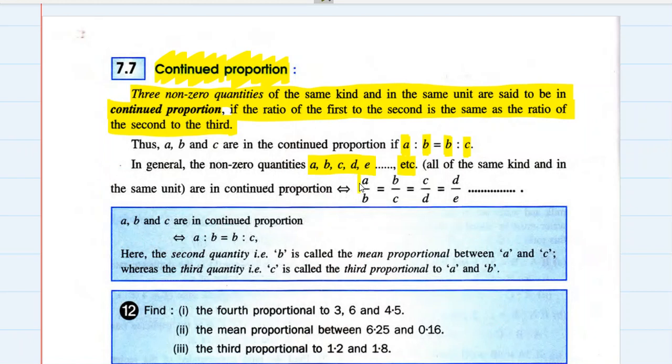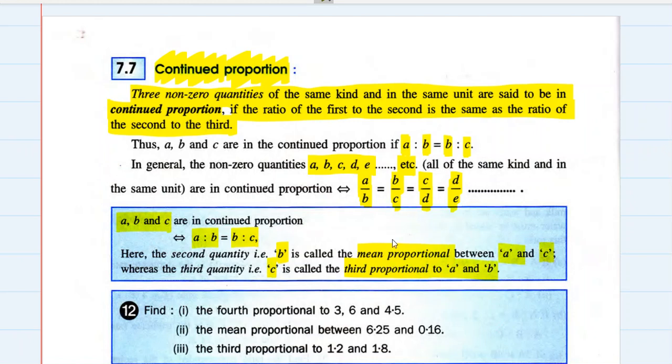Okay, so we have A by B is equal to B by C is equal to C by D is equal to D by E, and so on. So if we have non-zero quantities, you can say n quantities, but if they are all of the same kind and in the same unit, then they can be written in continued proportion. So if A, B and C are in continued proportion, we can say that A is to B is equal to B is to C. The second quantity B is called mean proportional between A and C, whereas the third quantity is known as third proportional to A and B.